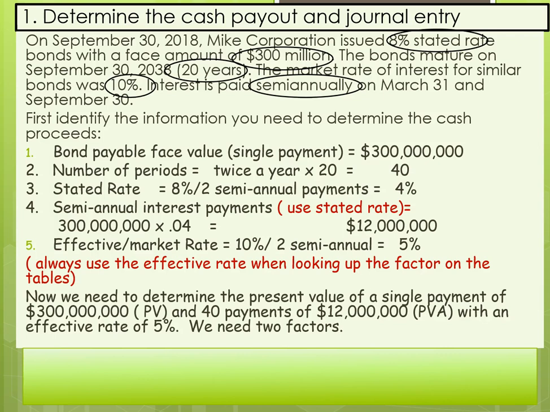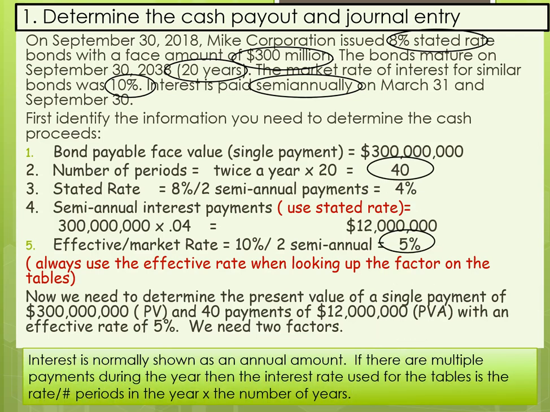So now we're going to go to the present value table and get the factor to come up with what the present value of the $300 million is. And then we're going to use the present value of an annuity table to figure out what the $12 million payments for 40 periods is worth in today's dollars. And our effective rate is going to be 5%. So we're going to have to go to 2 different tables. Now again, remember, interest is normally stated as an annual amount, so if you've got multiple payments during the year, then the interest rate used for the tables is the rate divided by the number of periods in the year, times the number of years.